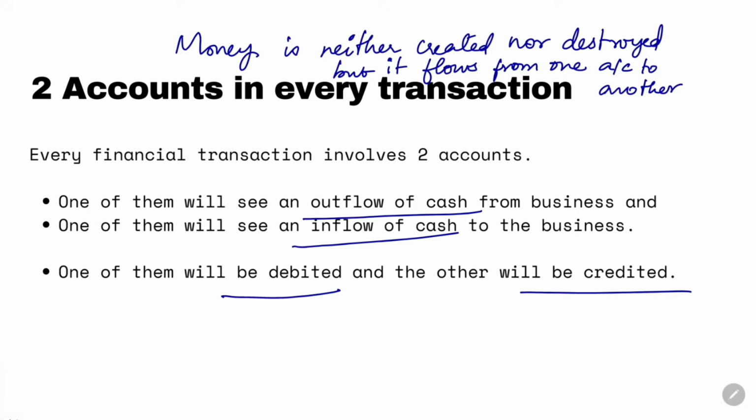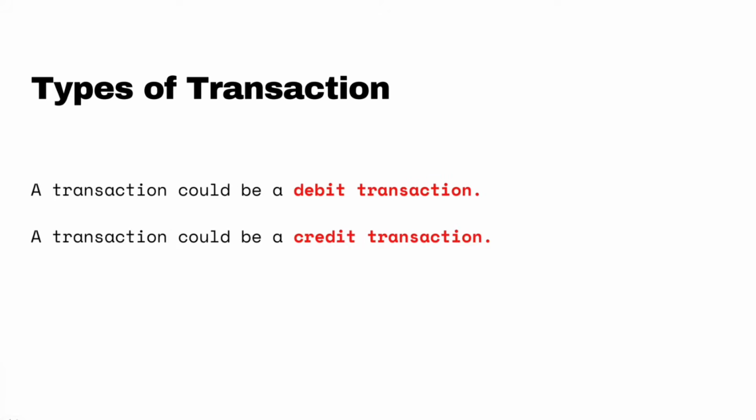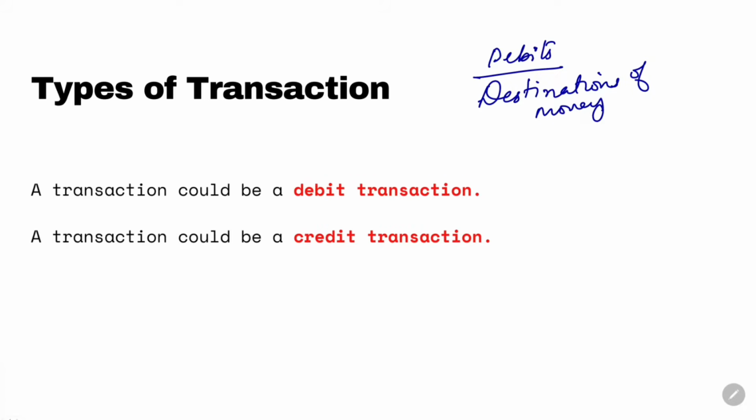Easy enough, right? Okay. Now, a transaction can be of two types, okay? It could either be a debit transaction or it could be a credit transaction. What is a debit transaction? Well, you can think of debits as destinations of money. When money is debited from me, the destination has an increase in money.